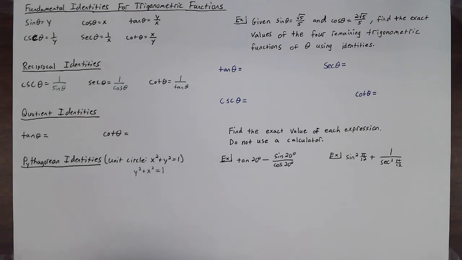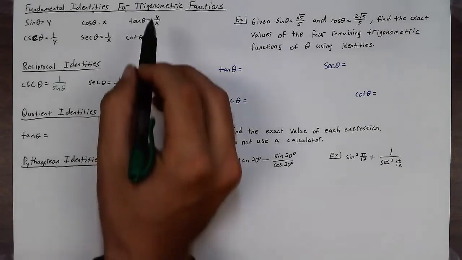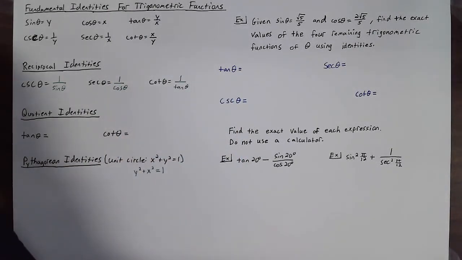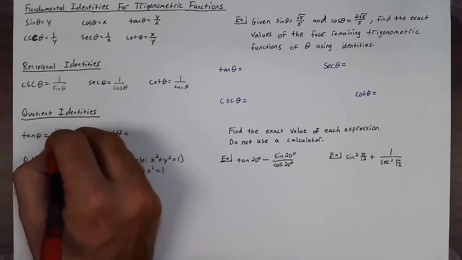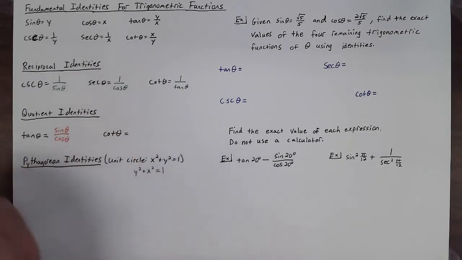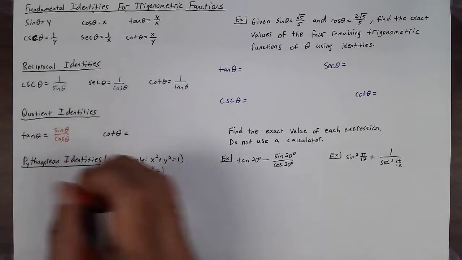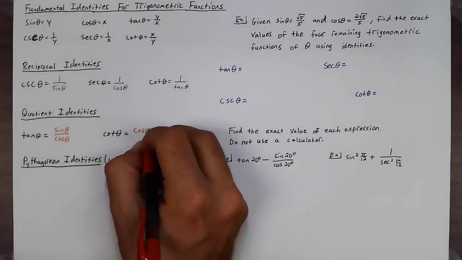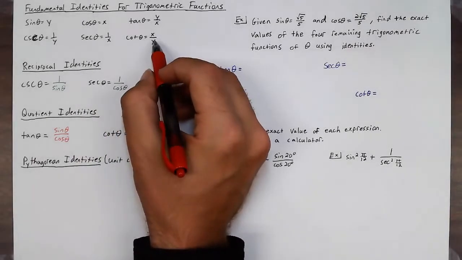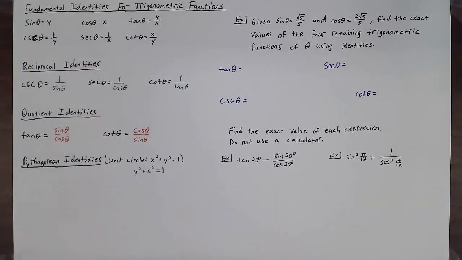Now the quotient identities come from these two unit circle formulas for y over x equal to tangent of theta and x over y equal to cotangent of theta. If y is sine and cosine is x, then it goes to show that tangent would be equal to sine of theta over cosine of theta. And cotangent of theta will equal cosine of theta over sine of theta, since cotangent of theta is equal to x over y. So using those basic little formulas up there.